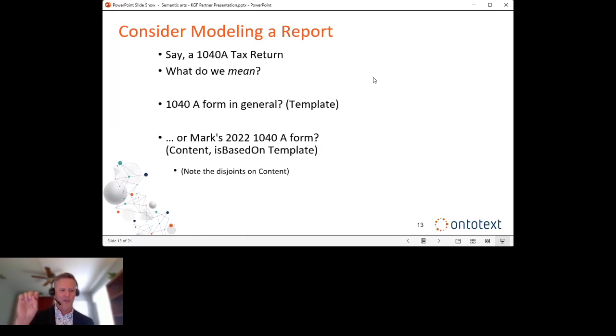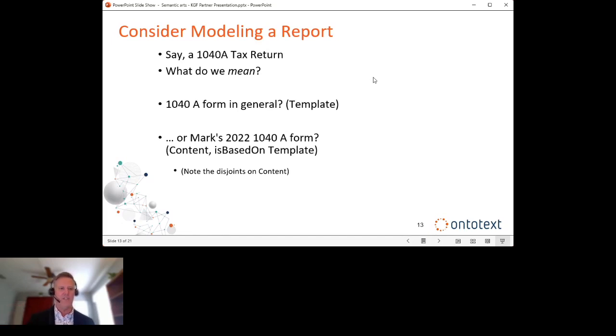Because I'm trying to figure out GIST as a top level ontology that I can extend. If I want to talk about the 1040A form in general, that it's on revision so-and-so, or that the US government produces the 1040A form, that's really something that GIST might call a template. Versus, do I want to talk about, does my model need things like Mark's particular 2022 1040A form, like when I sent something in?